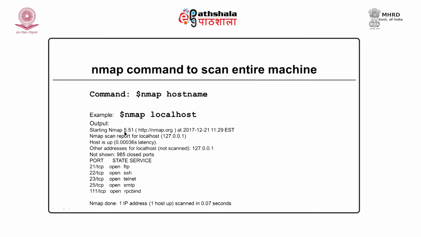The nmap is starting, so it is being indicated, it is scanning the localhost. This is the time it took for scanning, the latency time, and there are few ports that are open. So, you can see port 21, 22, 23, these are all open ports. So, Nmap has scanned one IP address in 0.07 seconds. This is the output of the Nmap command. Let us see another screen.